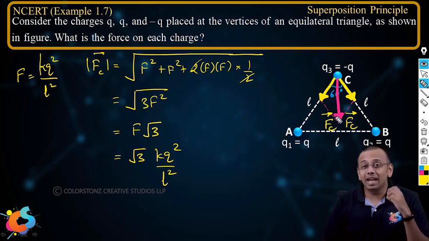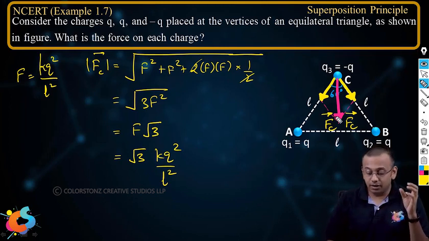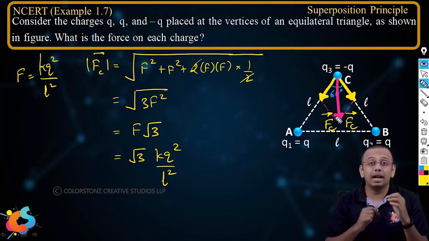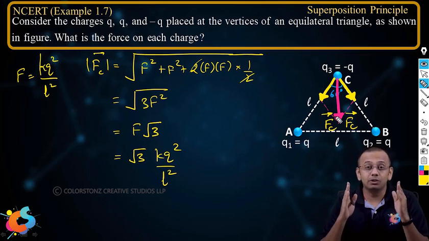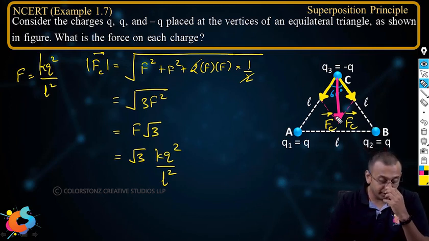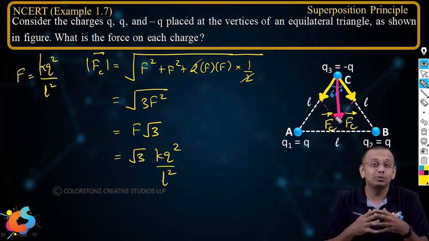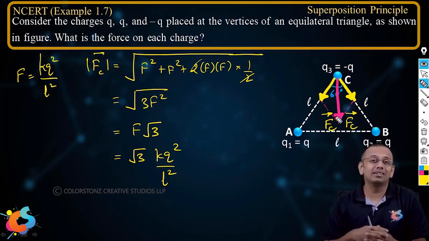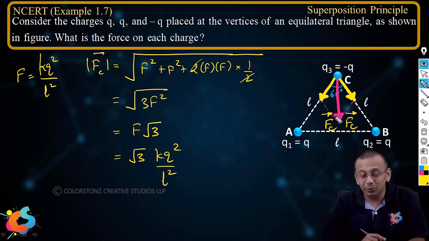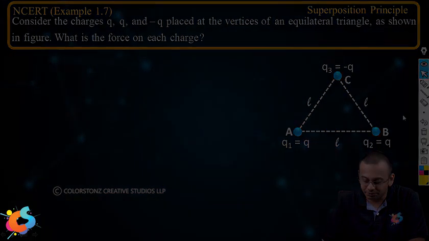So this is how we analyze the superposition principle applied on multiple charge system. We have to look at the directions and use vector addition appropriately. Sometimes you can use vector addition directly. Sometimes you may have to use resolution of vectors and then add the components. I hope this question was also clear. We'll move to the next question and we'll take the next problem now.